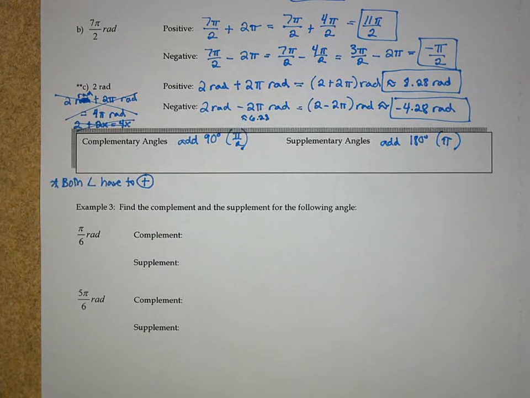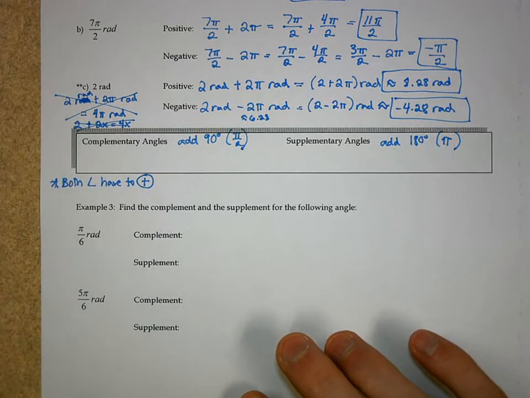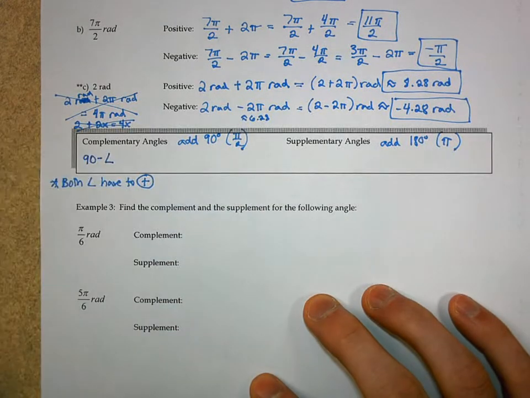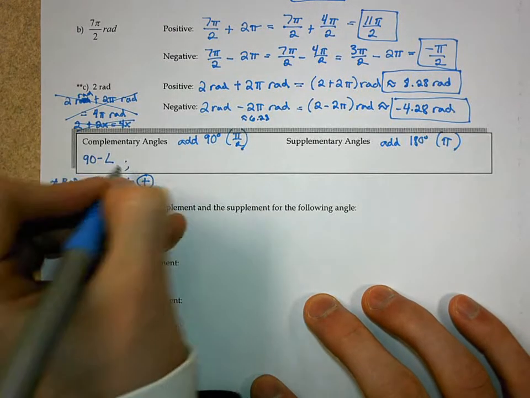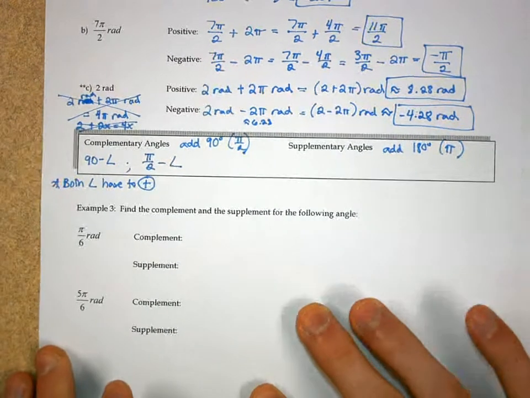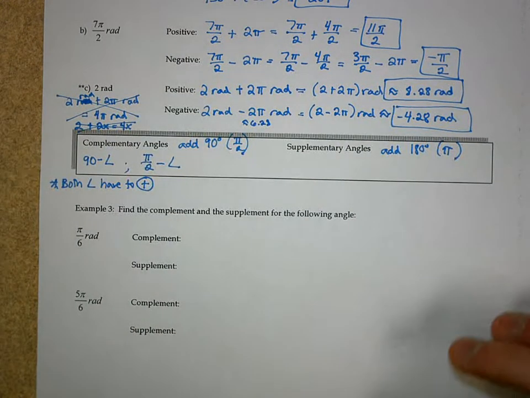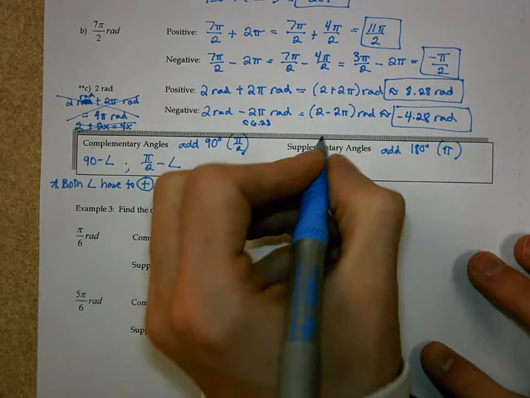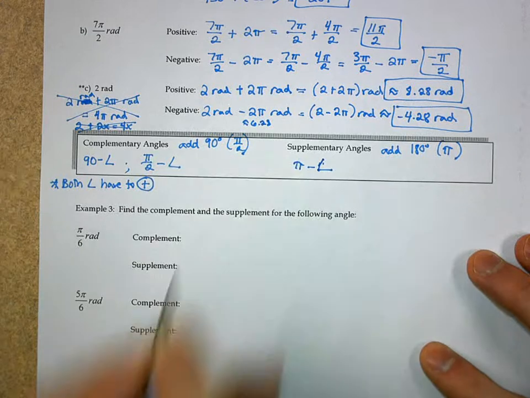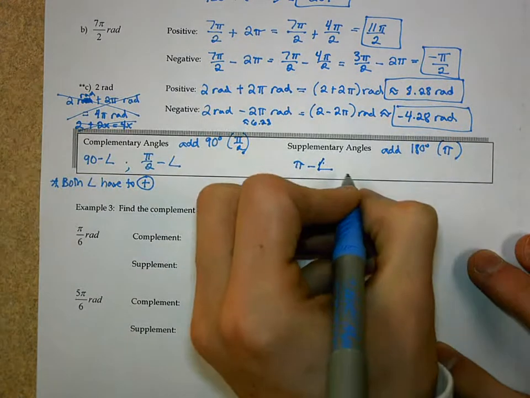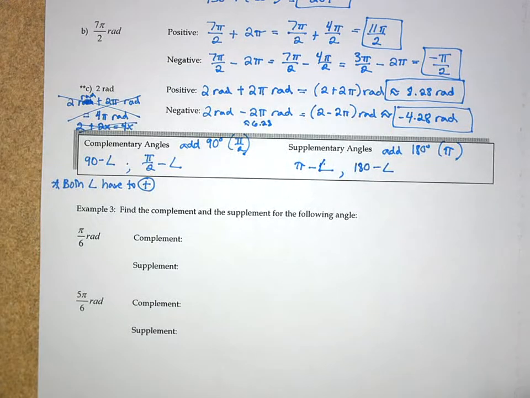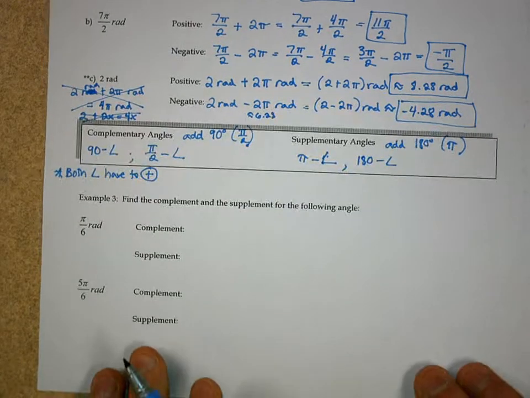And the formula we're going to use for our complementary angles is going to be 90 minus the angle measurement if we're in degrees, and then pi over 2 minus the angle measurement if we're in radians. Supplementary is going to follow the same process. It's going to be pi minus the angle measurement if I am in radians, and then 180 minus the angle measurement if I'm in degrees.